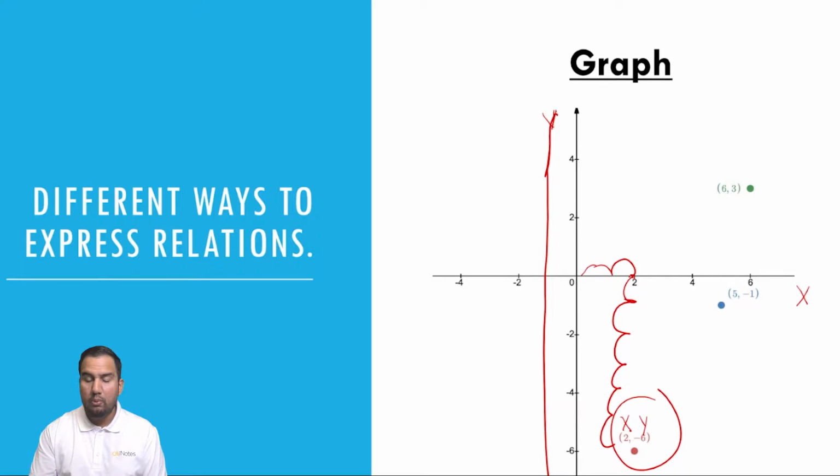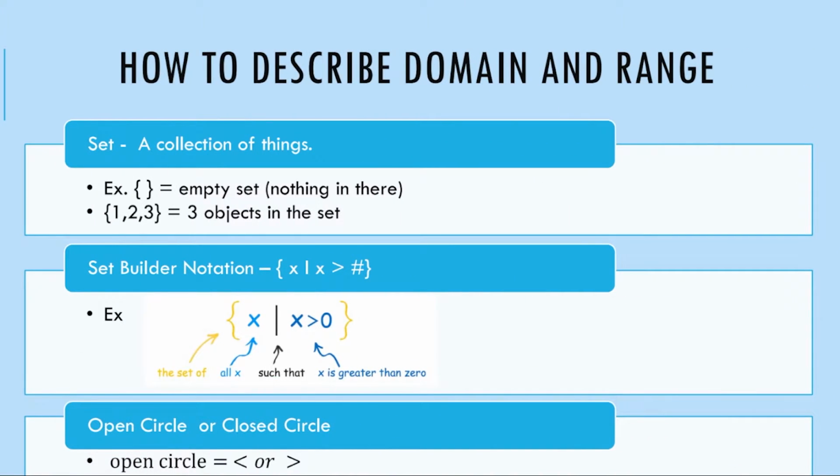And that's how you get your point, (2, -6), and that's graphing. Now, this is the part where it gets interesting. They're going to ask you how to describe domain and range. You're going to be able to describe domain and range as a set or something called set builder notation. But you write it as a set, which is a collection of things, if and only if it's a table, a set, or a mapping type of question.